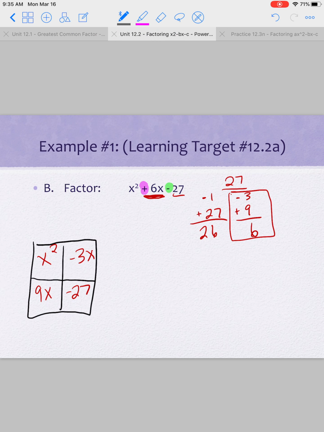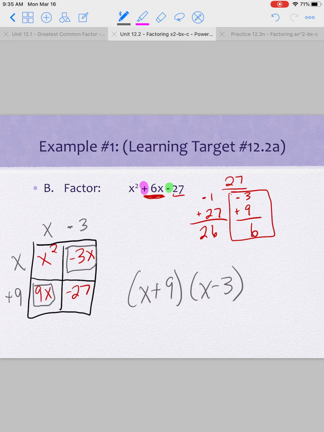Start finding my greatest common factors. Greatest common factor of x squared and 9x is just x. Greatest common factor of -3 and -27, it's going to be 3, and I'm touching a negative box here, so it'd be a -3. Greatest common factor of x squared and -3x is just x. Greatest common factor of 9 and -27 is 9, and I'm touching a positive box, so it's going to be a positive 9. And my solution is x plus 9 times x minus 3. That's all there is to it.